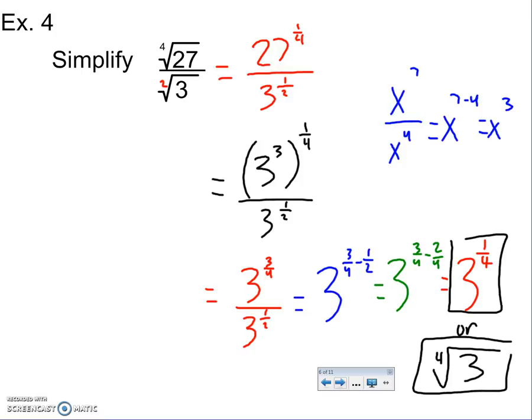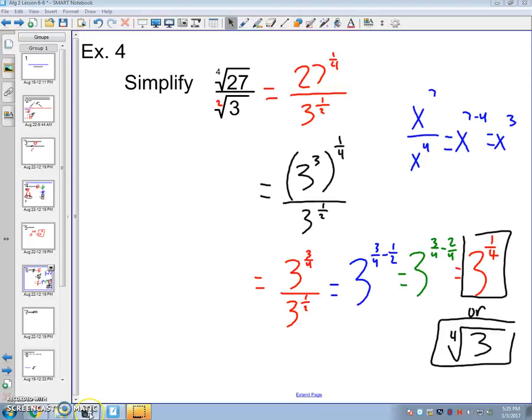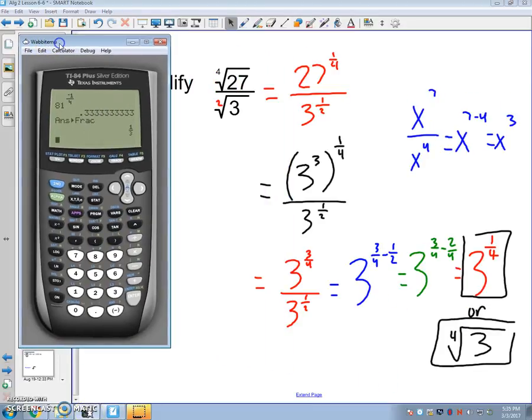All right, and again, I'll check using the calculator, show you that they're exactly the same. So I'm going to do a fraction. I'm going to do the 4th root. So 5, put a 4 out here. The 4th root of 27 divided by the square root of 3 gives me this decimal. Well, that decimal should be exactly the same as the 4th root of 3, which it is. All right, so make sure you know your property rules, your exponent rules.